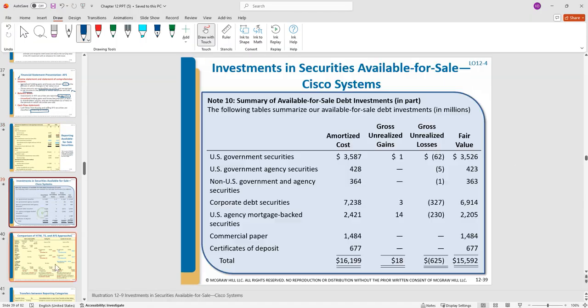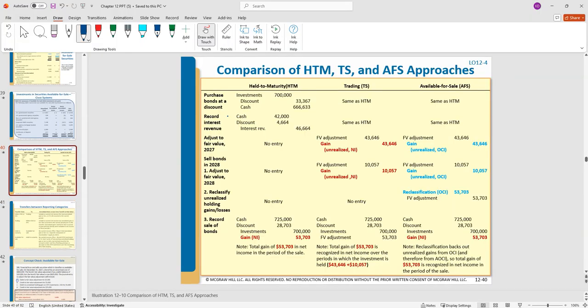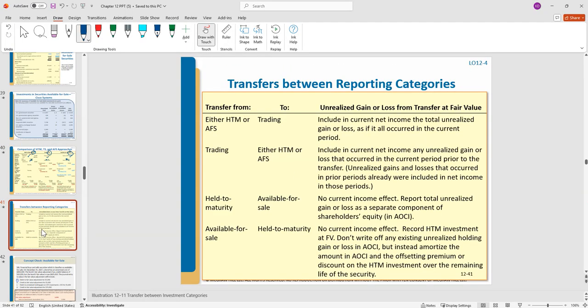So you can see some examples here, the difference between held to maturity, trading, and available for sale. Amortized cost, fair value, fair value. Unrealized gains: not applicable, goes to net income, goes to OCI. That's kind of the basics with it.